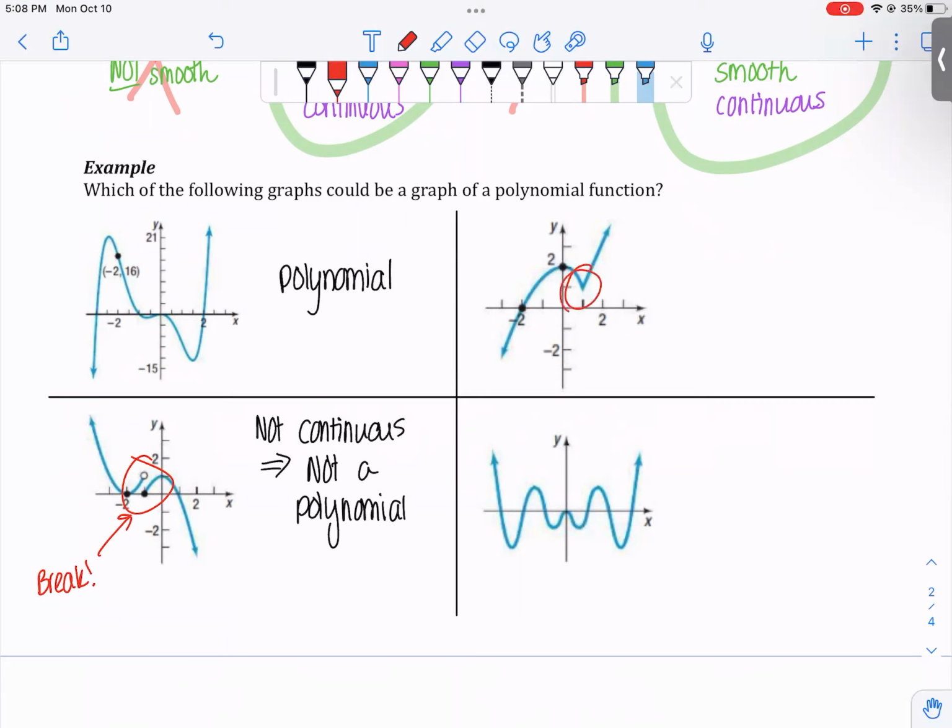Up here, we have ourselves a cusp. So it's not smooth. This graph is not smooth. It cannot be a polynomial. This last one, it is continuous. It's one piece. It is smooth. This could be a polynomial.